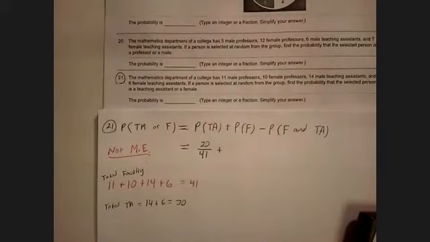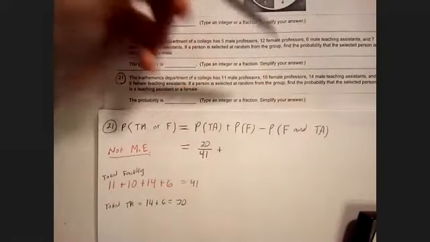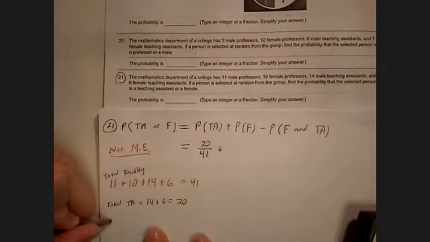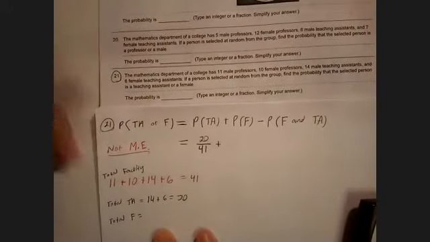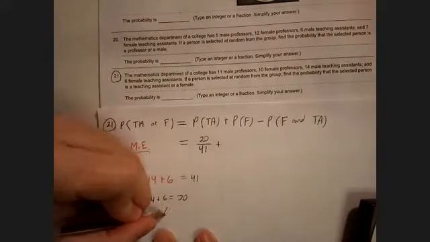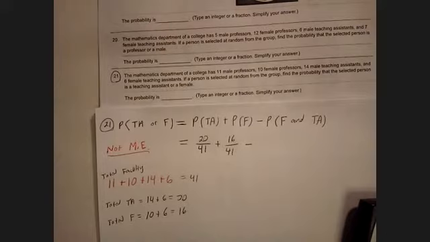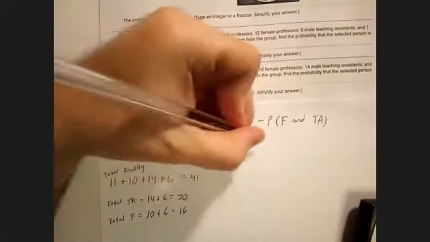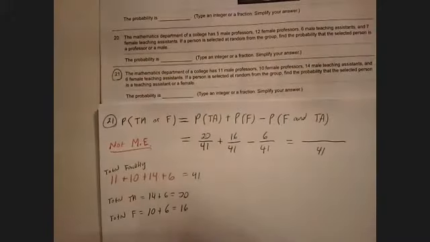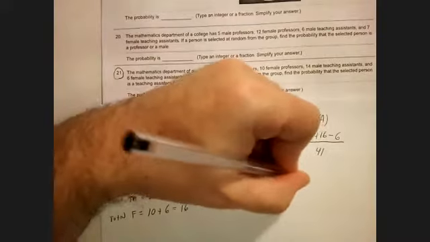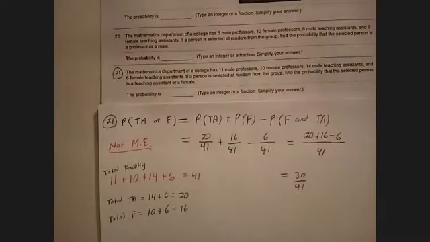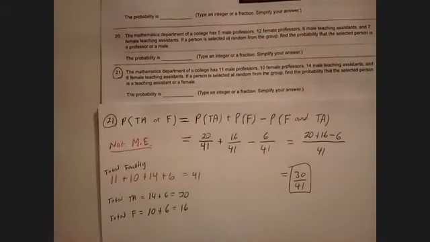Now I got to find the probability of a female. So we have female professors and female TAs. So total female is 10 professor females and 6 TAs, which is 16. And now I have to subtract off any female TAs, and there are 6 female TAs. Okay, so I'm going to do this addition correctly this time. 20 plus 16 minus 6. So that's 30 over 41.